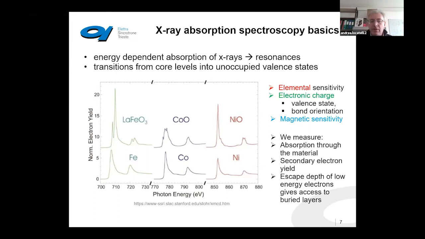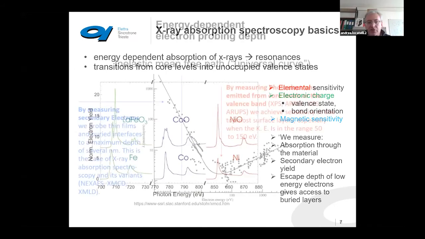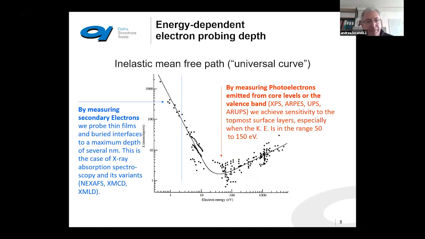By using secondary electrons, you gain access to somehow a different depth than in photoemission spectroscopy. And this is illustrated by this classical slide on the inelastic mean free path. First case, if you use photoelectron spectroscopy and you measure core levels, then you typically measure electrons which have kinetic energies in the range, let's say, 50 to more than 1,000 electron volts.